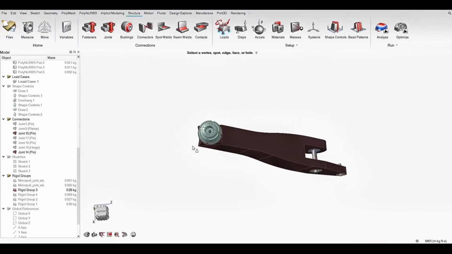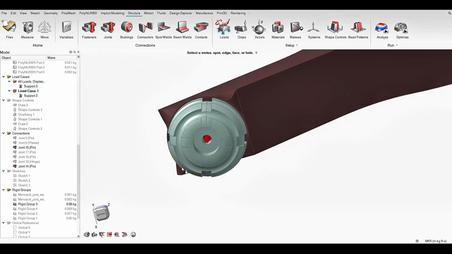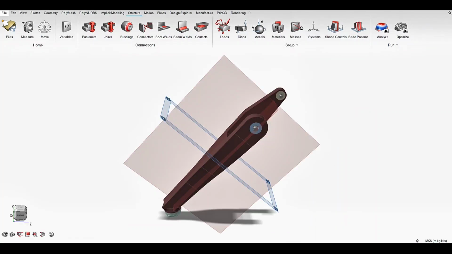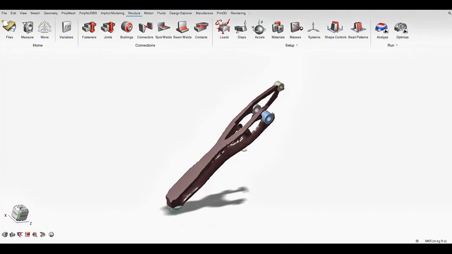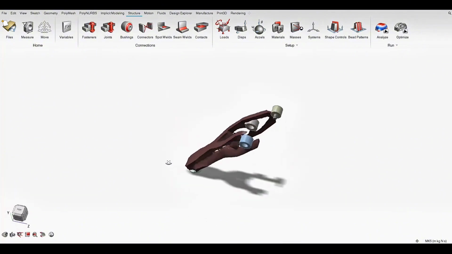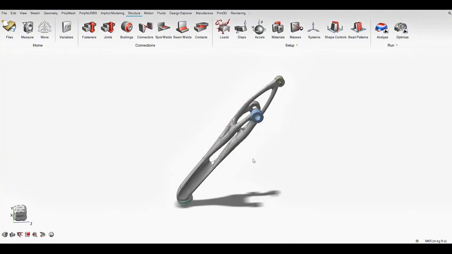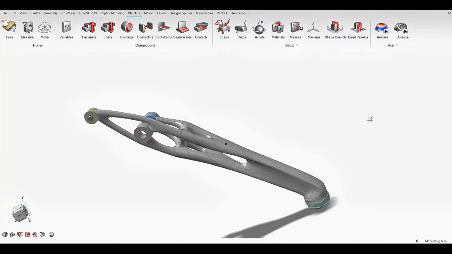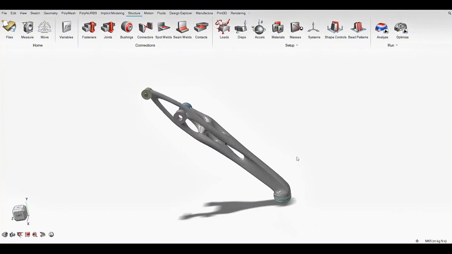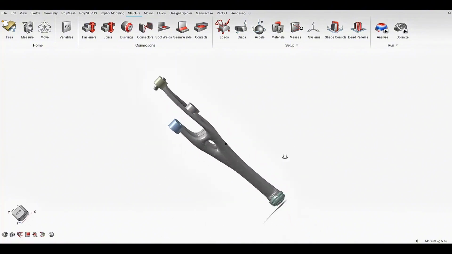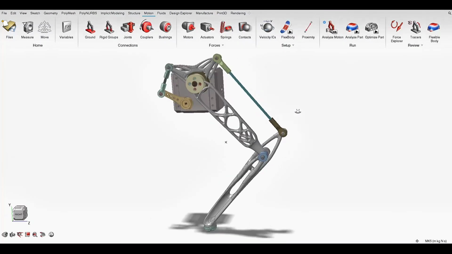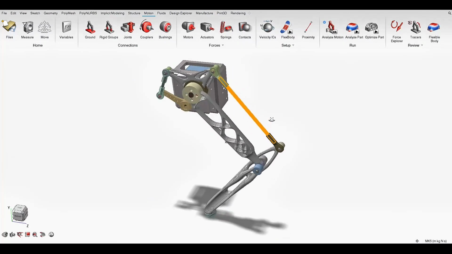To determine the boundary condition for the tibia, I constrained the base and reran the motion analysis. Next, I proceeded to optimize the tibia. I then assembled all the optimized parts and ran the motion analysis.